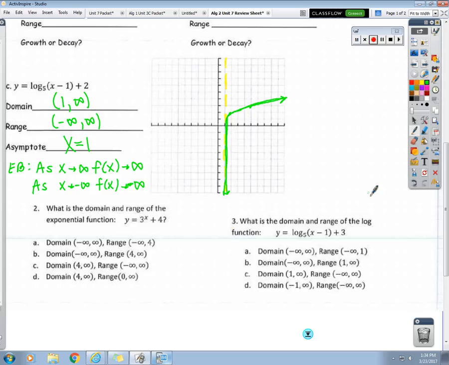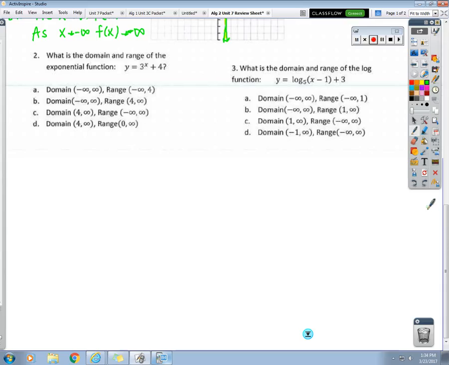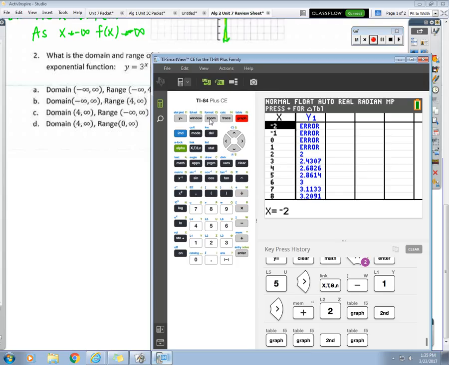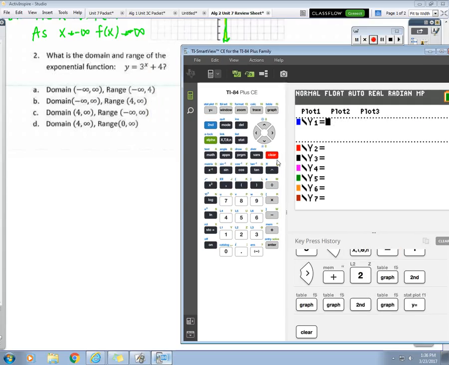All right, number 2. What is the domain and range of the exponential function? Well, if you don't remember rules, you graph it right away. Okay, so domain and range. Before you even graph this, can anybody tell me any choices that they could rule out and why? Okay, why?